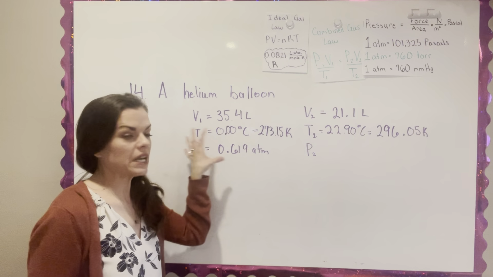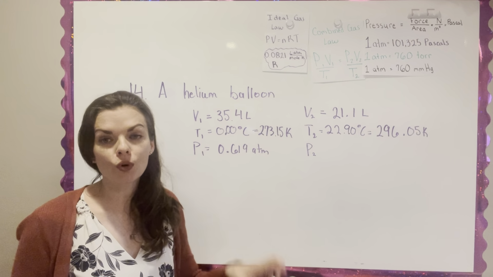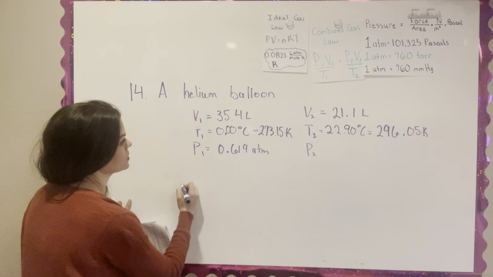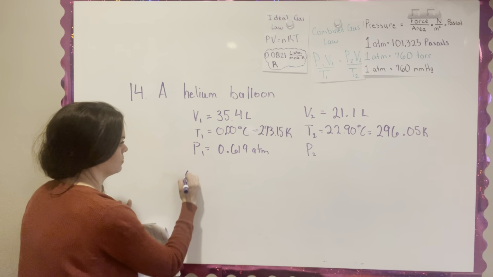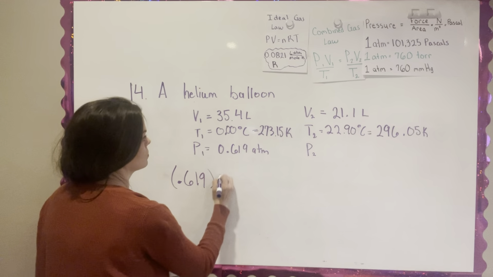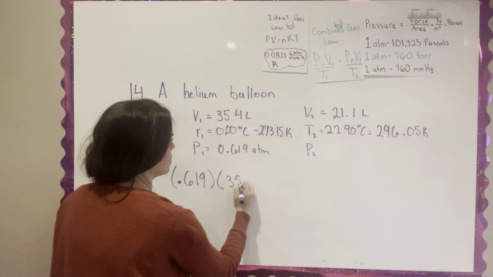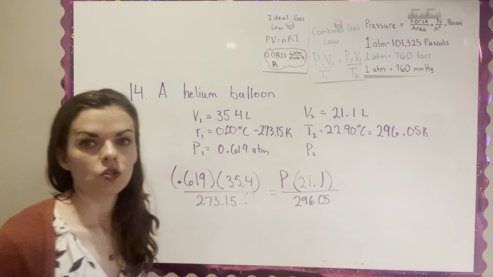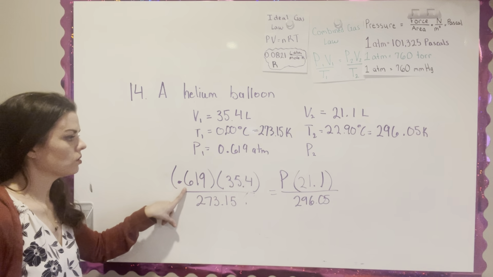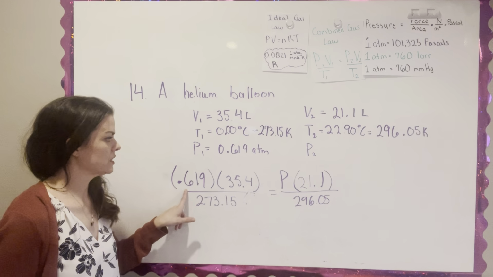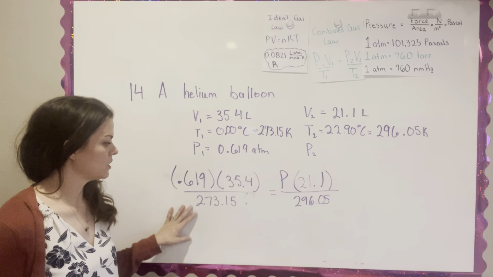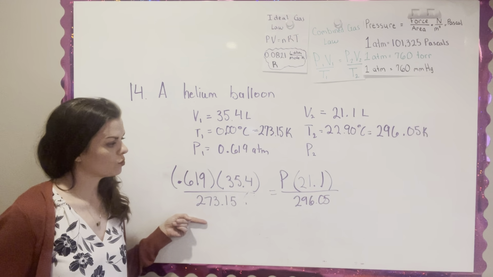So the next step, we're basically just going to take all this information and put it into the combined gas law. So when you put this into the combined gas law, this is what you get. You get pressure of the first scenario, P1, is 0.619 times the volume, which is 35.4. We're going to leave it as liters, and divide that by the temperature.